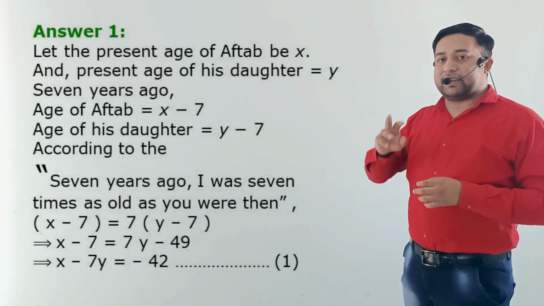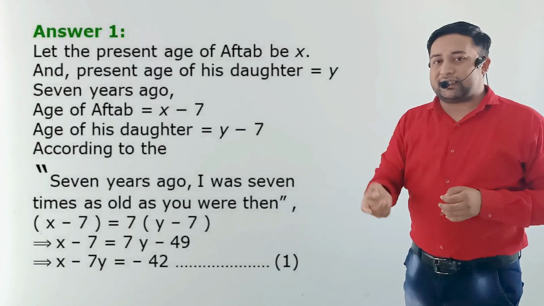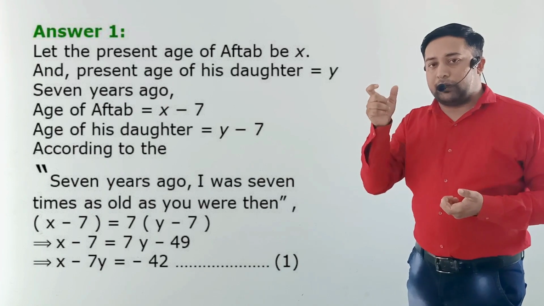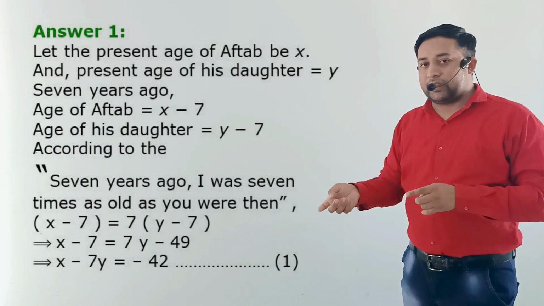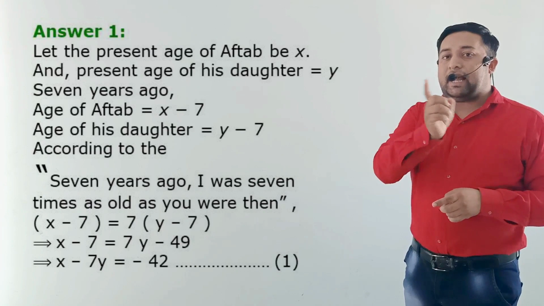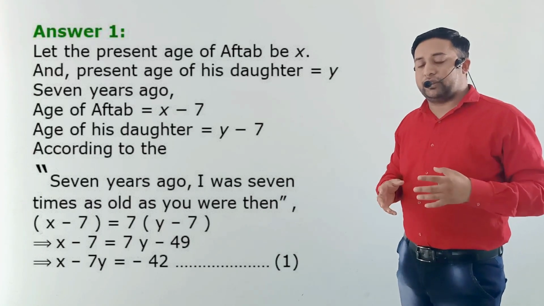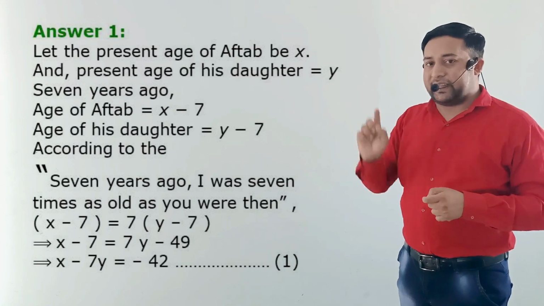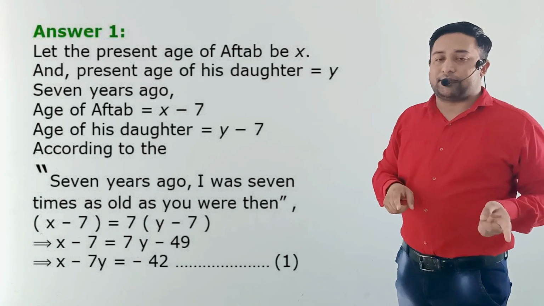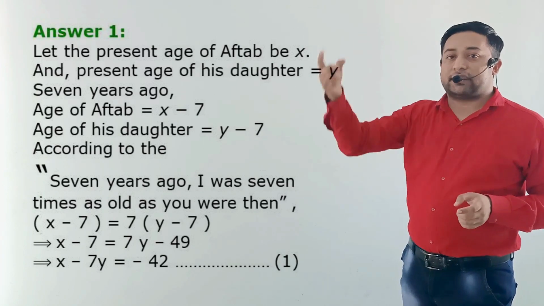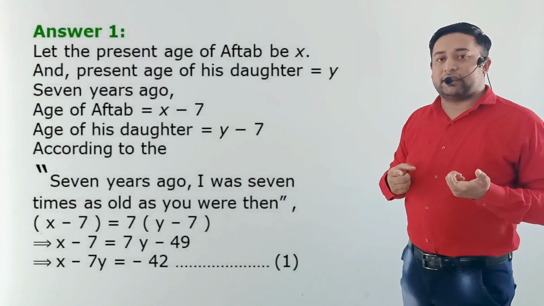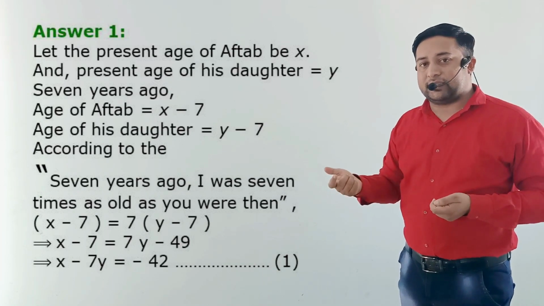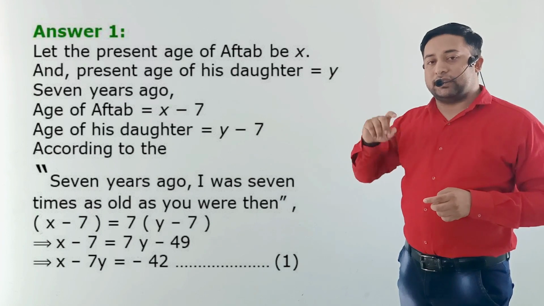Now it is given that 7 years ago, Aftab's age was 7 times his daughter's age. Means you need to multiply his daughter's age with 7 and you will get Aftab's age. Which age? 7 years ago's age. What was Aftab's age 7 years ago? x minus 7. What was his daughter's age? y minus 7. And you need to multiply his daughter's age.